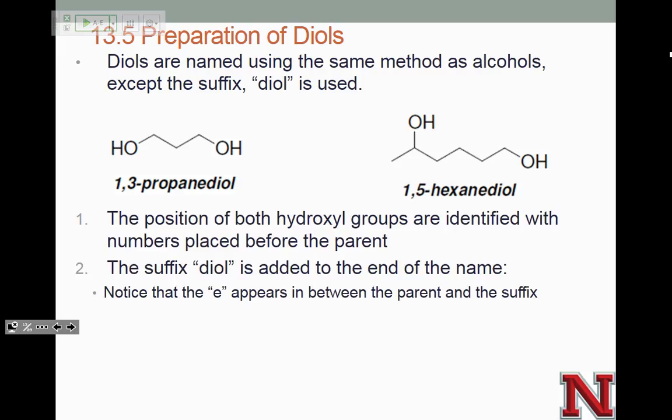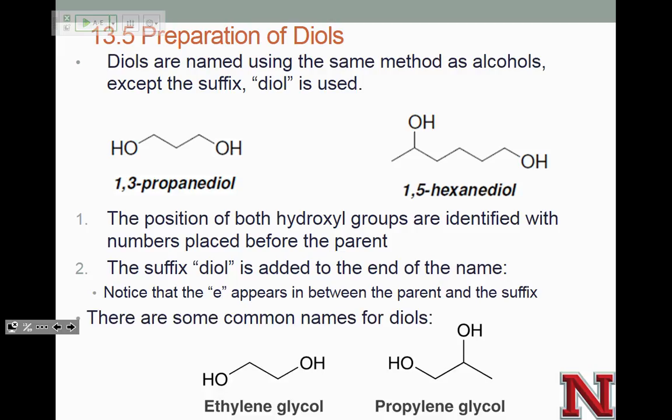So the positions of our hydroxyl groups are identified as locant numbers before the parent. And of course, if it was a triol, you'd have 3 numbers. So really no difference with our naming. There are some common names for diols, so you do need to know these too. Ethylene glycol is the same as our 1,2-ethane diol.